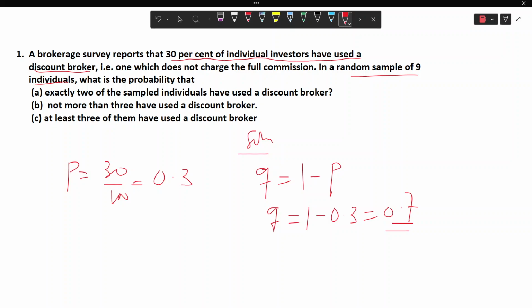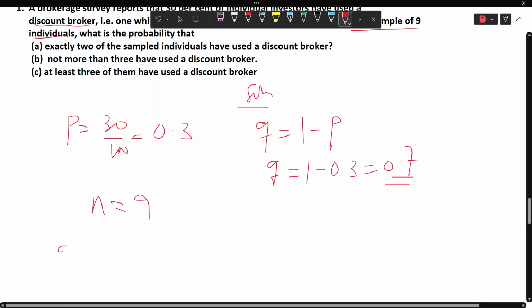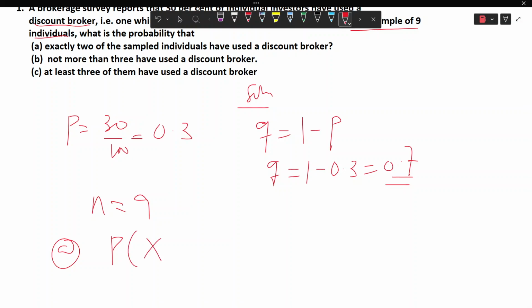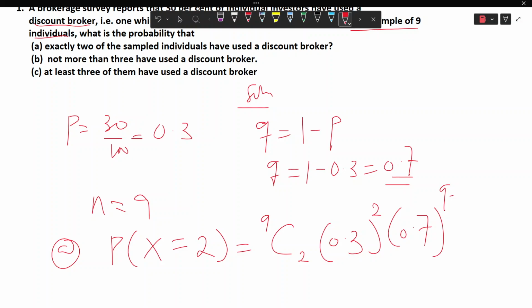Okay, now we have a sample of 9 individuals. So which is our N? 9. Now we've identified all our variables. We have the probability of success, 0.3, that of failure, 0.7, and n, which is 9. The first part is saying that let's find the probability that exactly 2 of the sampled individuals have used a discount broker. So exactly 2. It will be n, which is 9 combination 2, multiplied by 0.3 to the power 2, times 0.7 to the power 9 minus 2.